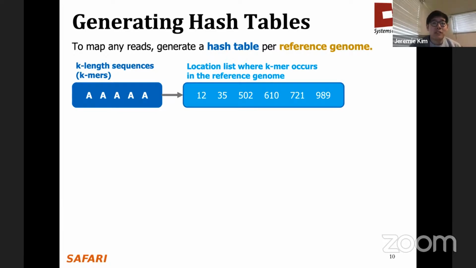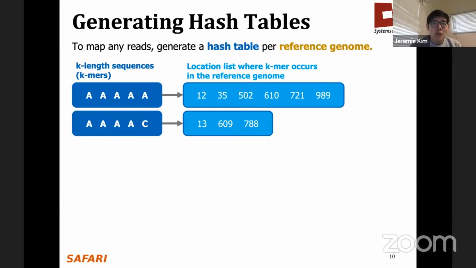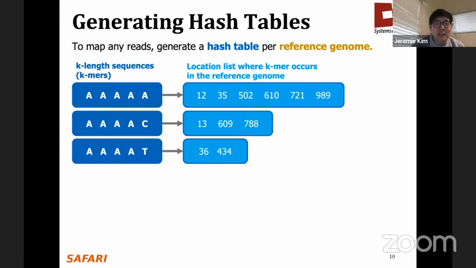So in this example, we see that the sequence of 5 A's here on the left occurs in 6 locations, which is shown on the right. We generate the key value pairs for every permutation of k-mers for the chosen value of k. And so the number of keys in this hash table depends on the size of the k-mers chosen. Just to emphasize, we see that the k-mer AAAAT occurs starting at the 36th and at the 434th base pairs of the reference genome.